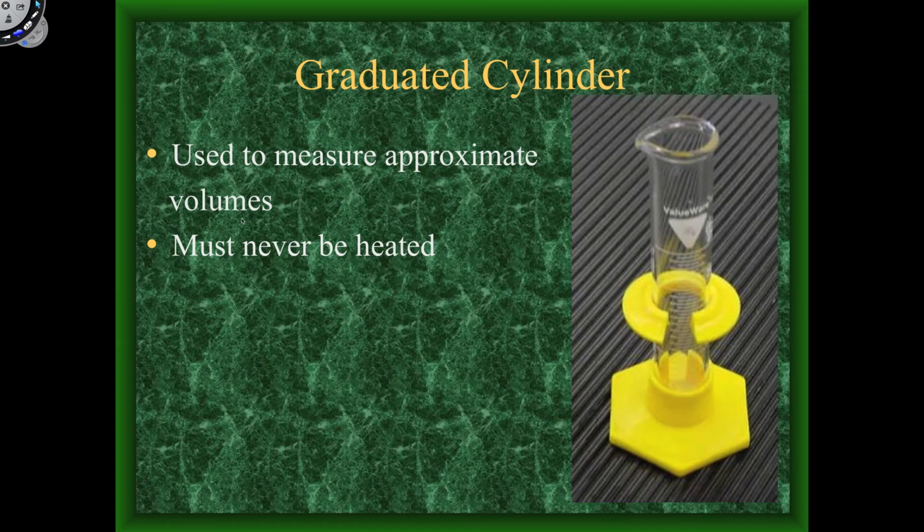And of course, you should know that volume is the amount of space something takes up, but it's usually in milliliters. These also come in different sizes. You can have very tiny 10 milliliter graduated cylinders, or you can have 1,000 milliliter graduated cylinders, but they all have the same basic shape, just a different size. But don't ever heat a graduated cylinder.